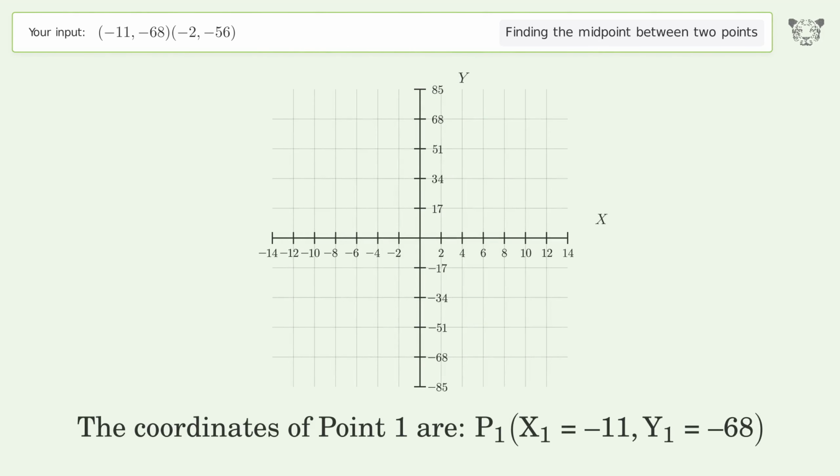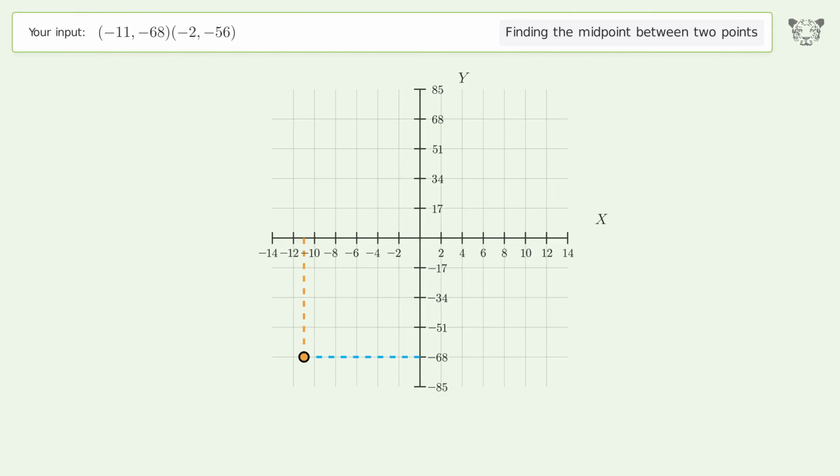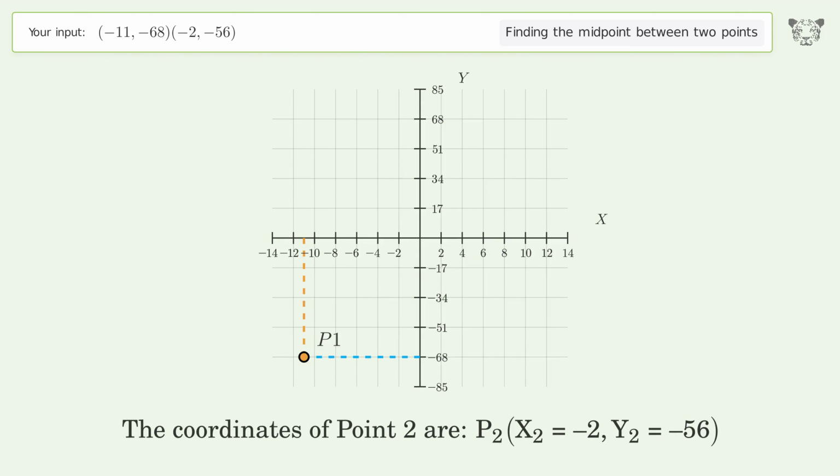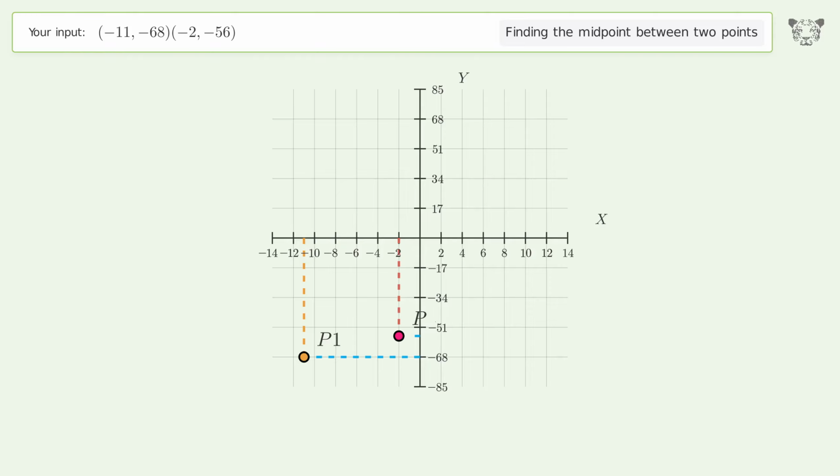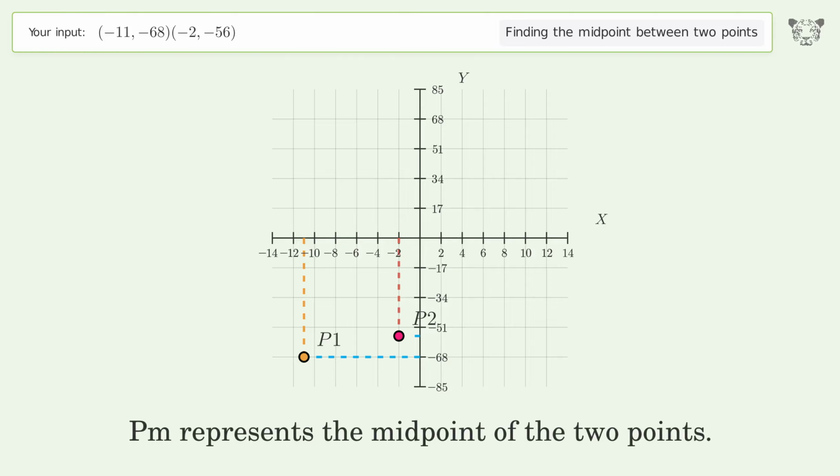The coordinates of point 1 are, x1 equals -11, y1 equals -68. The coordinates of point 2 are, x2 equals -2, y2 equals -56. PM represents the midpoint of the 2 points.